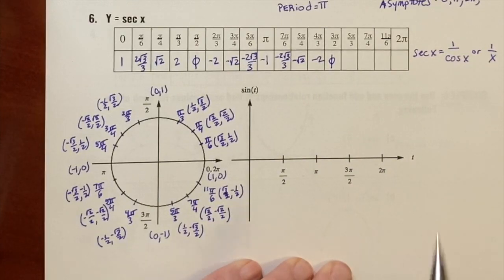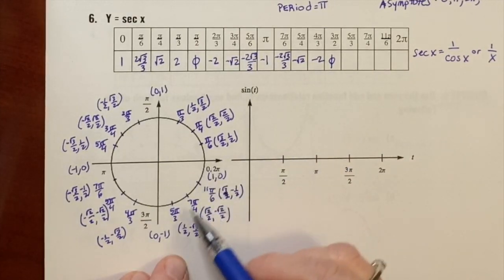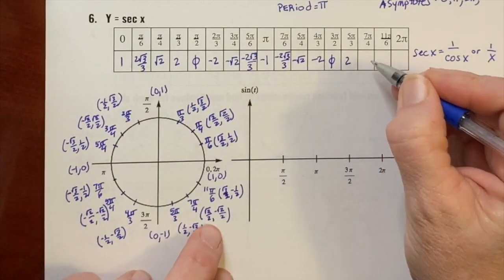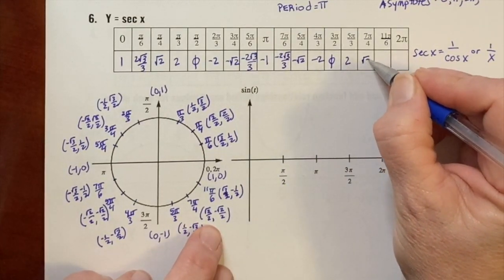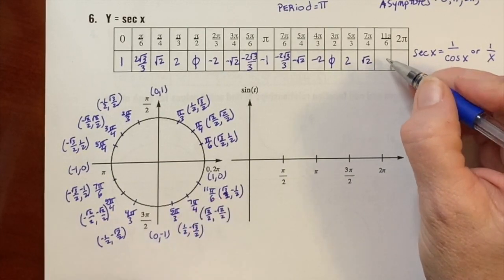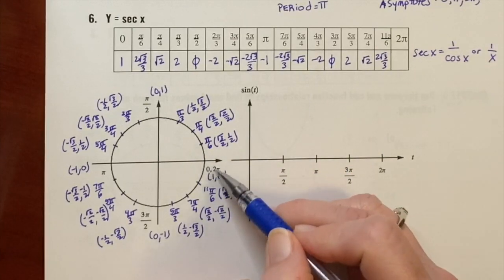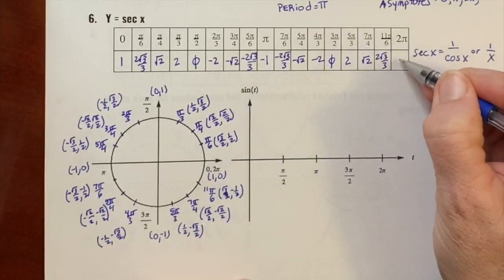Okay, let me go ahead and finish the table up since I'm almost down to quadrant 4 here. The reciprocal of 1/2 is 2, the reciprocal of square root of 2 over 2 is square root of 2, and the reciprocal of square root of 3 over 2 is 2 square root of 3 over 3 after it's been simplified. And then back to 0, where the reciprocal of 1 is 1.